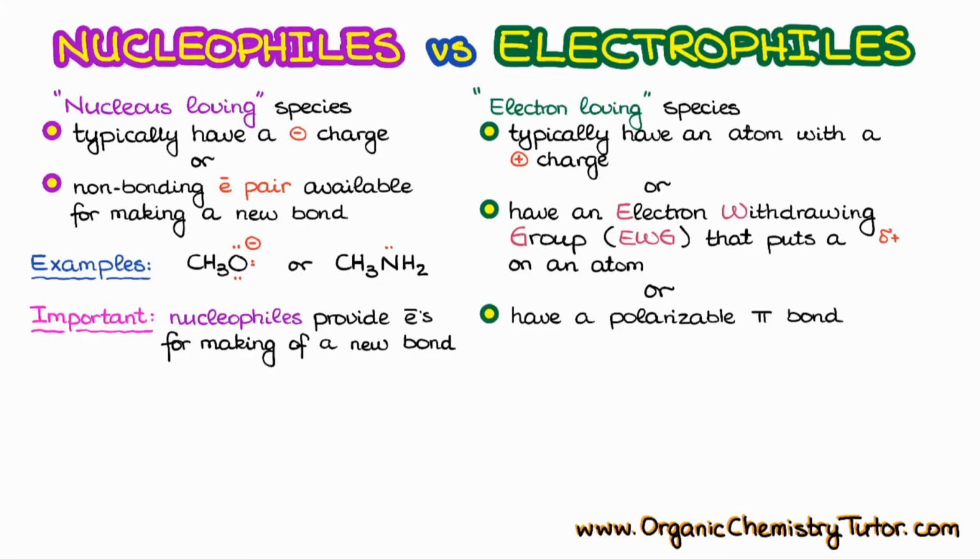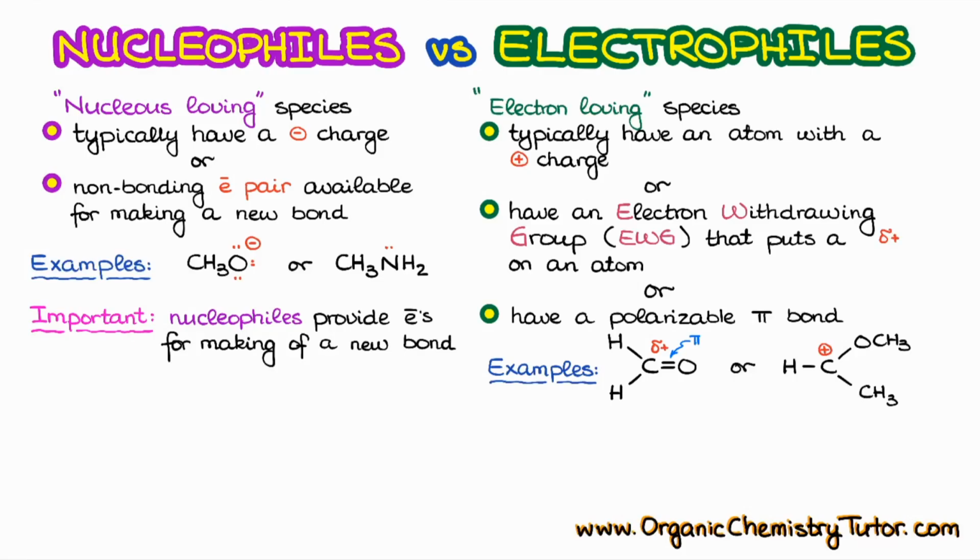Electrophiles will often have electron-withdrawing groups, which are groups containing electronegative elements that pull the electron density towards themselves. Alternatively, electrophiles can also have polarizable pi bonds, such as a carbon-oxygen double bond or a carbon-nitrogen double or triple bond, etc. For instance, here I have a couple of electrophilic molecules.